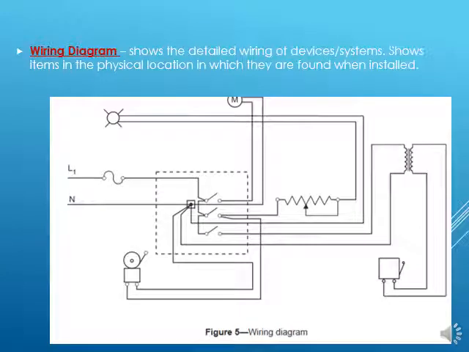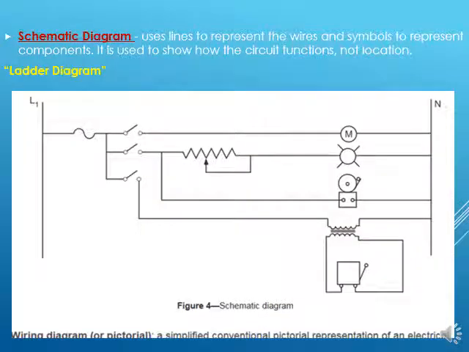A wiring diagram shows the detailed wiring of devices and systems. It does show items in their location. And a schematic diagram uses lines to represent the wires and symbols to represent the components. It's used to show how the circuit functions, not the location of the components.